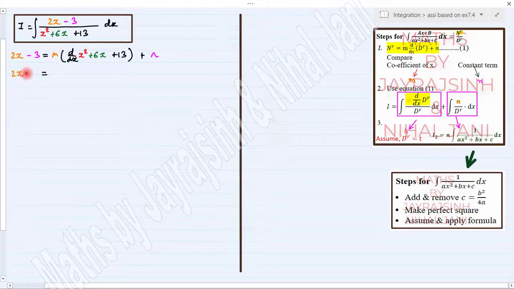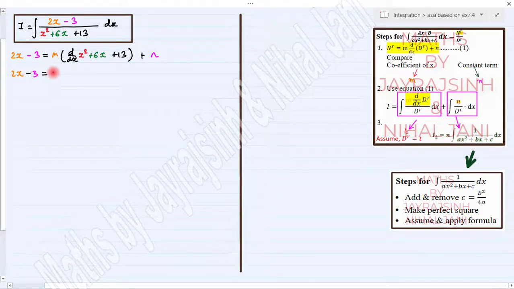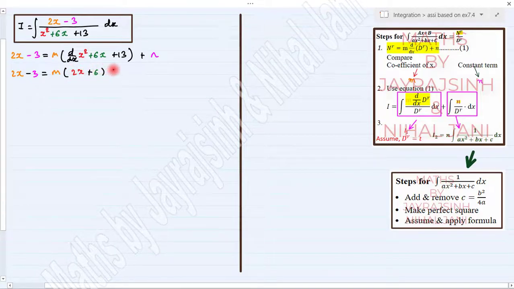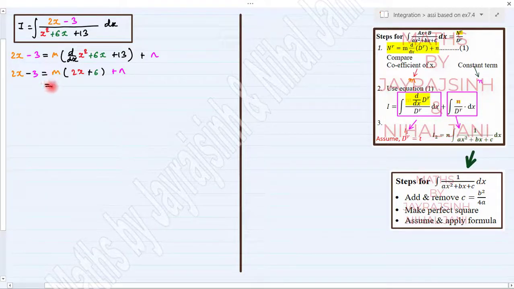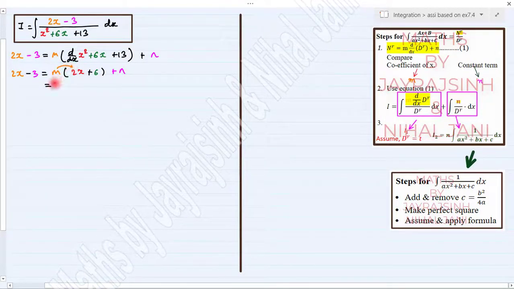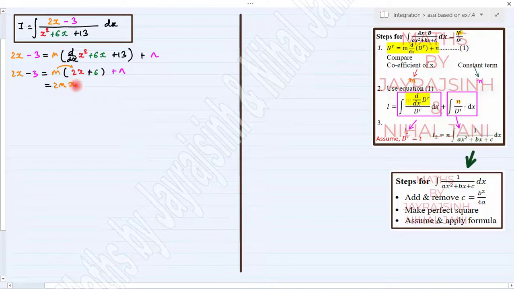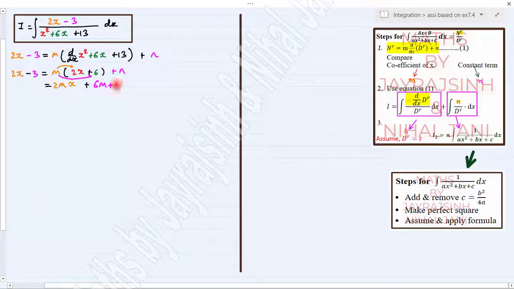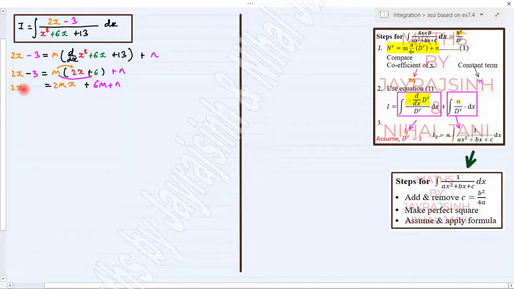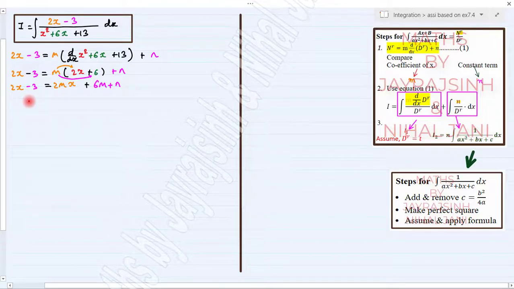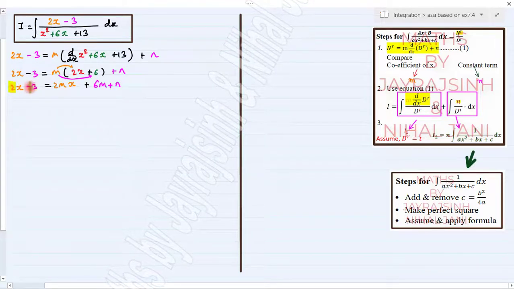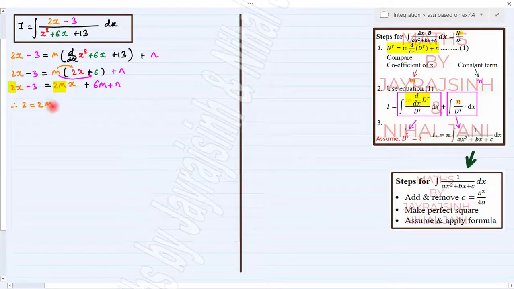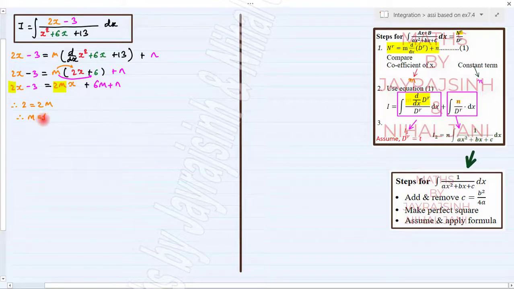So, you should get 2x minus 3 in terms of m into (2x plus 6) plus n. If you open the bracket, we will get m into 2x, which gives us 2mx, plus n into 6, which gives us 6m plus n, and your left hand side will be the same. Now, to get the value of m, we have to compare the coefficient of x. So, we will get 2 is equal to 2m, or we can say your m will be 1.